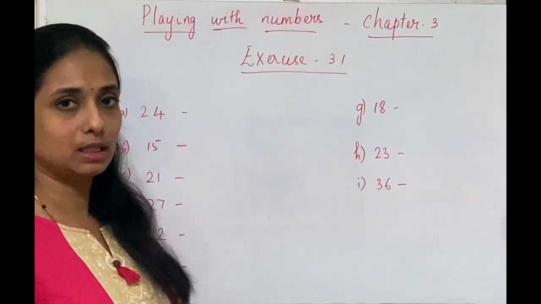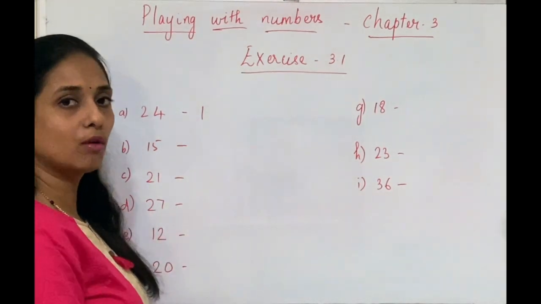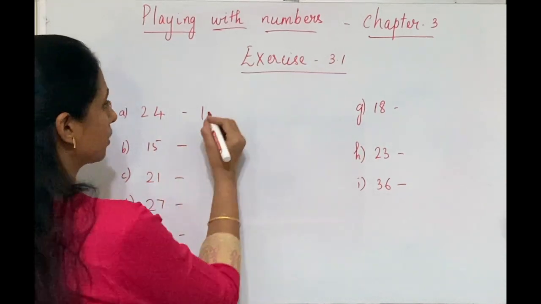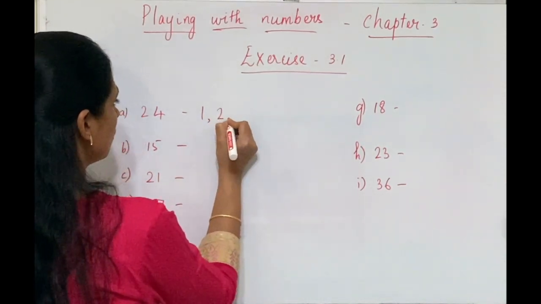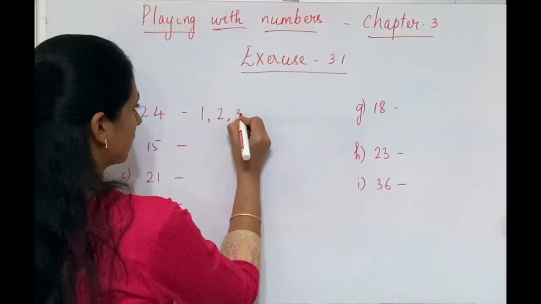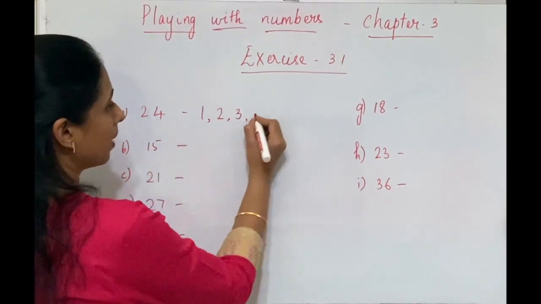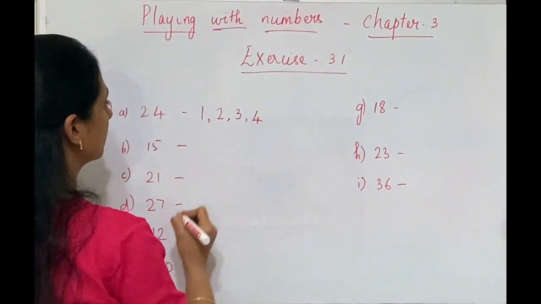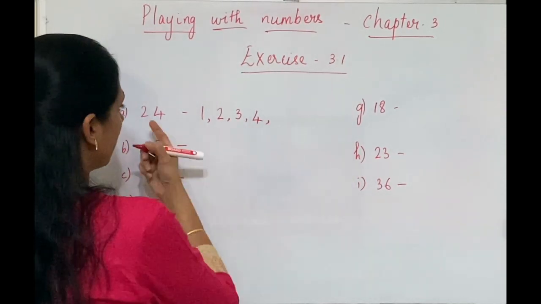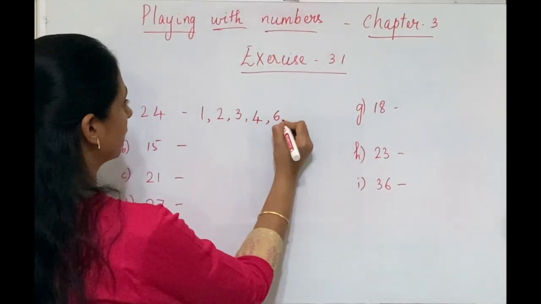As I told you earlier, we will always start with 1. 1 is a factor of all numbers, right? So I'm going to start with 1. 24 is an even number, so I can write 2. Then does 24 come in 3 table? Yes. 3 into 8 is 24. Then does 24 come in 4 table? Yes. So 4 is a factor. Then 5 is not a factor. Then what else? I have 6. Yes, 6 4s are 24. So 6 is a factor.